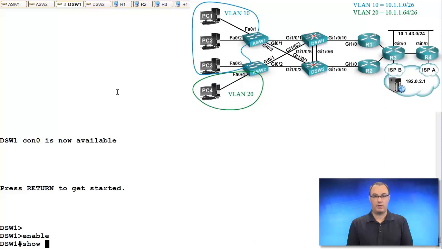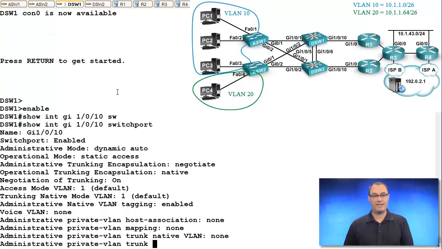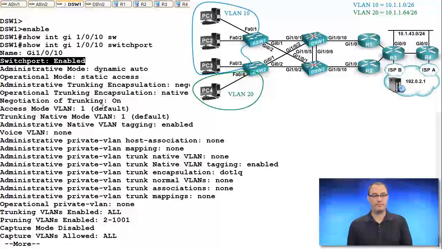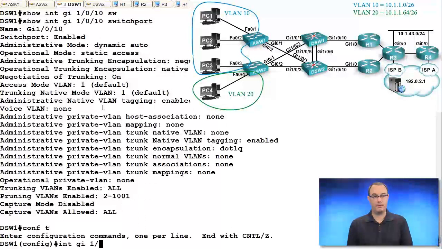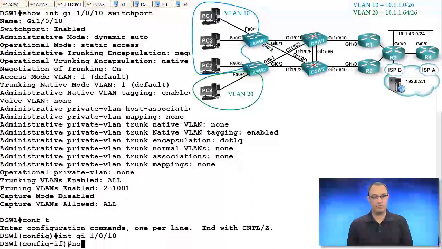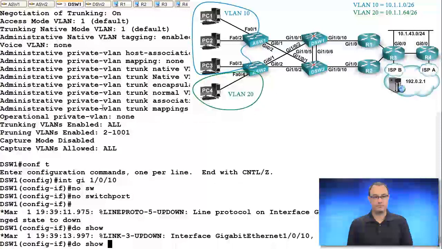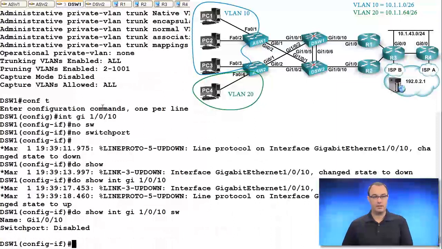I'm going to do show int Gi1/0 switchport. That's a very telling command for this. And what I'm going to do is disable the switch port on this one. No switchport. I'm going to redo that command. Same show command, but now very short output, very succinct output.